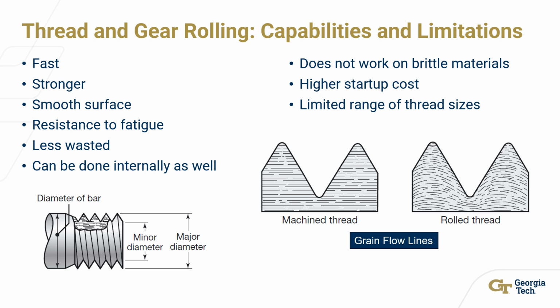The limitations of thread rolling are that it does not work well on brittle materials. The machines also have a higher startup cost than machined threads, and they typically have a limited range of thread sizes, so they are less versatile than forming threads by cutting away material.